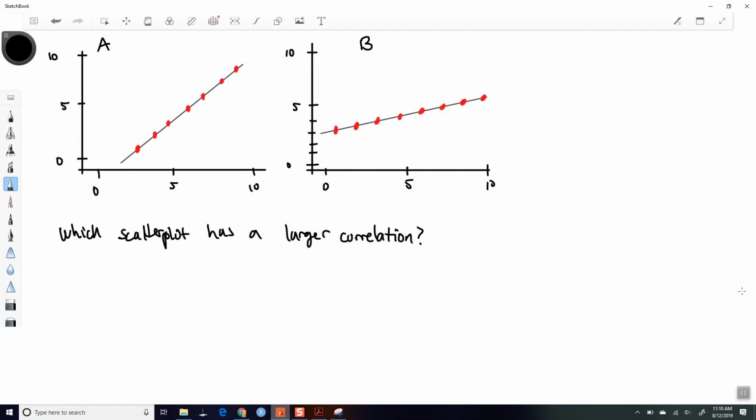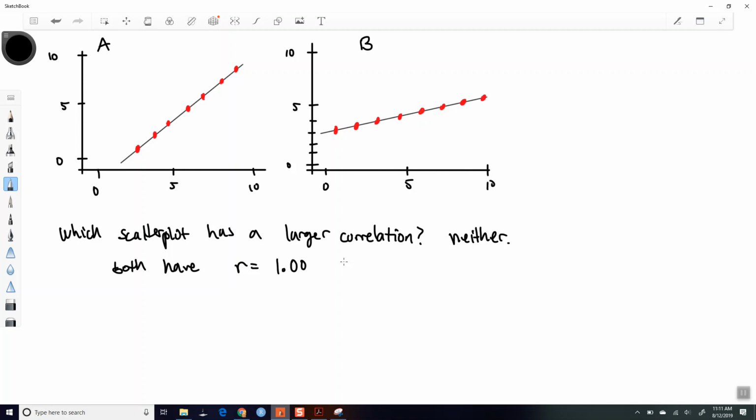It's the same. That's exactly right. So which scatter plot has a larger correlation? Neither. Scatterplot A and scatterplot B both have a correlation of 1.0. Both have R equal to positive 1.00 because the dots are exactly on the line. There's no scatter around the trend line, and so both have a correlation of 1.